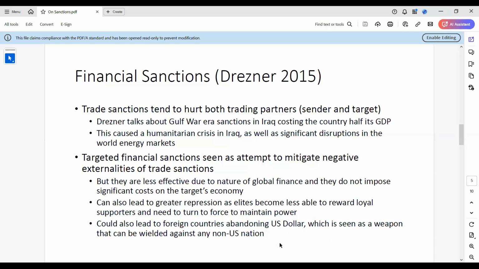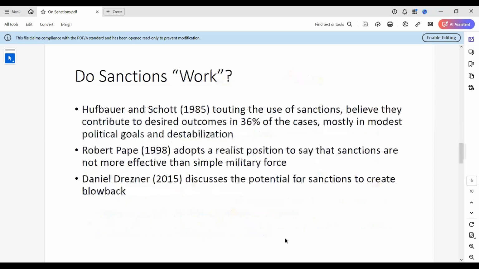And this could also lead to foreign countries abandoning the U.S. dollar. This is a negative externality that these financial sanctions don't anticipate. For example, if I know that I'm stuck on the US dollar and the United States can use that dollar as a weapon against me, I might start looking for other people to give me money. I might start going to the petrodollars or to the EU or something like that, which is a next negative externality in itself because it weakens the United States' ability to produce change through these sanctions in the long run.